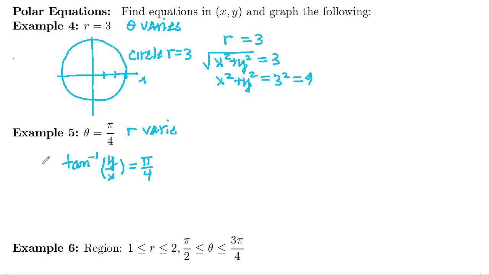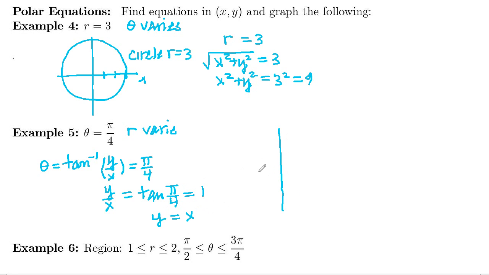And that's our theta. So if we take tangent on both sides, this is saying that y over x is equal to tangent of pi over 4. And pi over 4 is 45 degrees. Sine and cosine are the same. Tangent is equal to 1. So you actually get the line y equals x. So you get that 45 degree line.